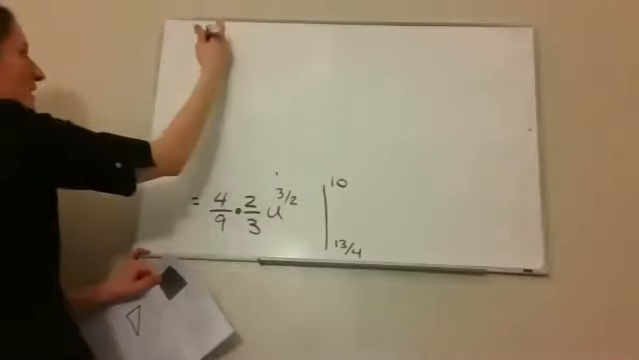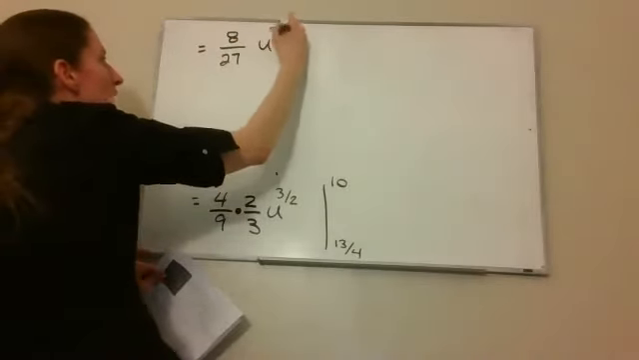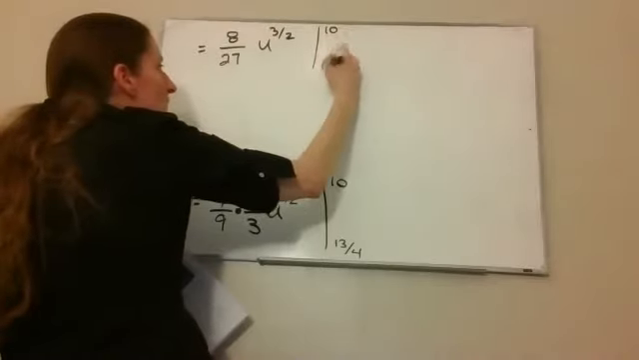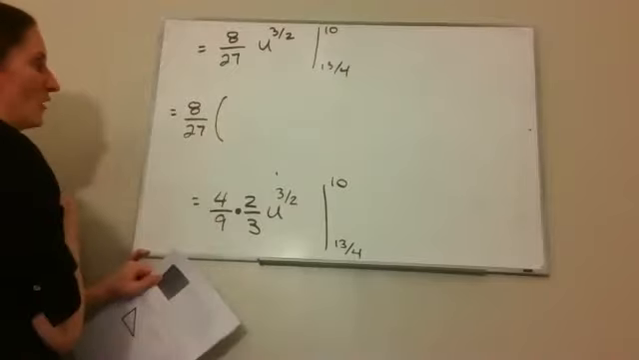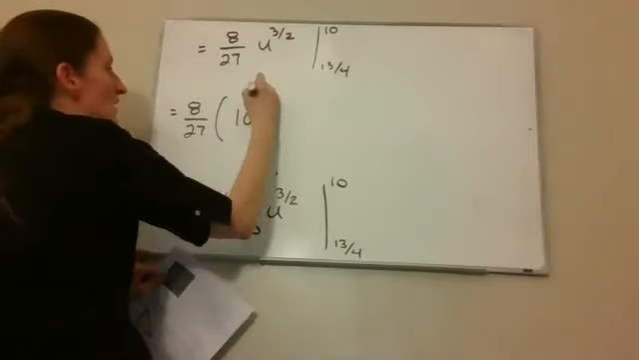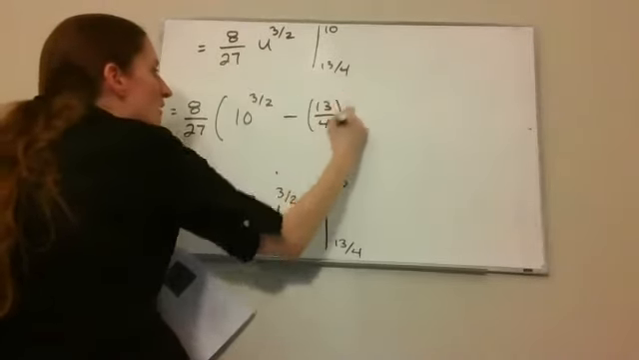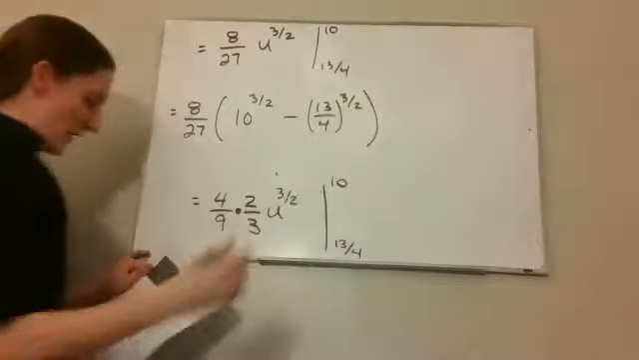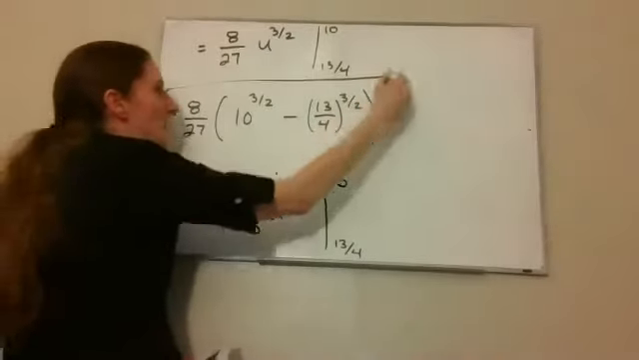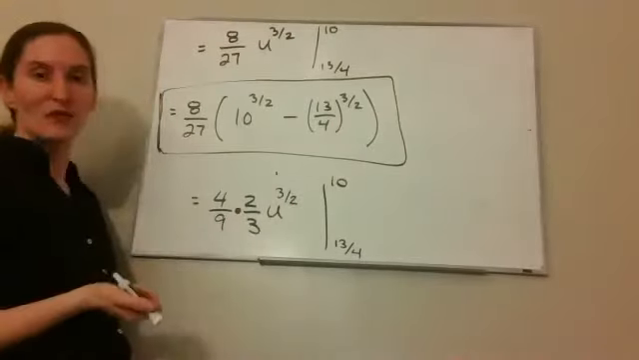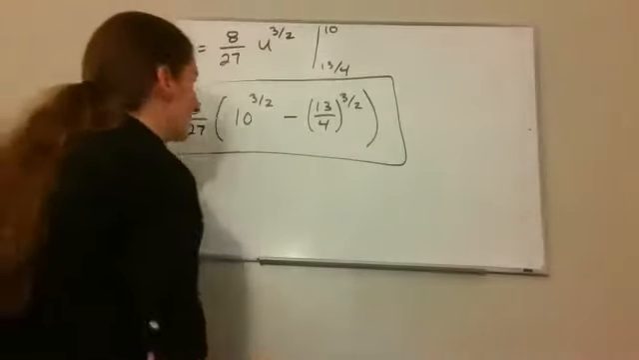And so I get this is equal to 8/27 u to the 3/2, plug in our bounds. So I'm going to have 8/27 times 10 to the 3/2 minus 13/4 to the 3/2. And that is my solution. I personally would just leave my answer right here because I know it's not going to simplify to be very pretty. But we can simplify it a little bit if you like to.